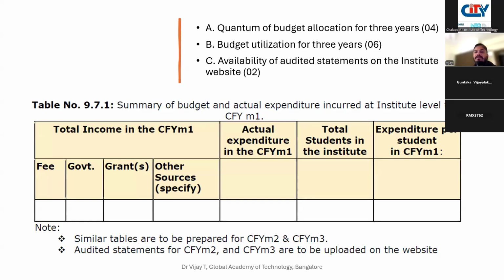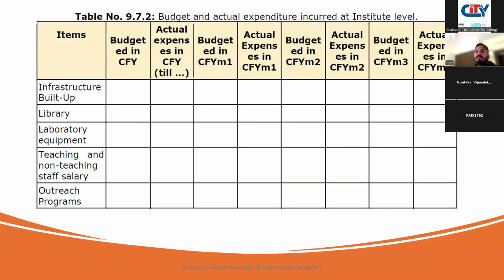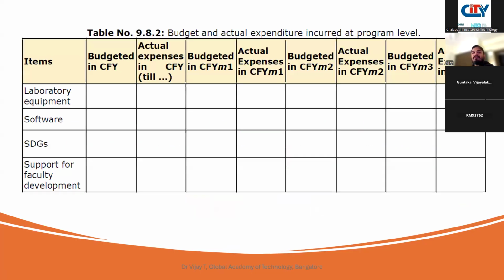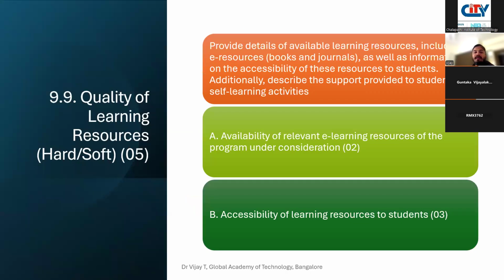So summary, student wise, what is the expenditure that you are showcasing in the institute. So all that table is there in criteria 9 of SAR and you need to calculate it. So program specific budget allocation. So for each program which is going for the accreditation, what is the budget that is there, how you are utilizing it, what is the amount that you are spending on each student, how you are skilling. So all those aspects would be coming under this heading.